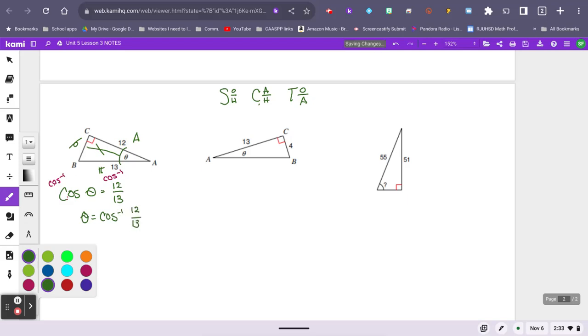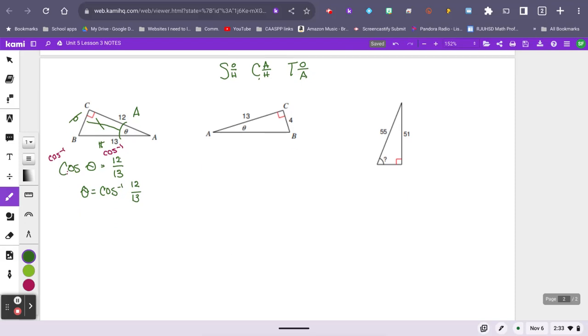Usually you have to use invert or a second button, so be careful on that one. And with angles, we round it to the nearest whole number. We get 23 degrees.